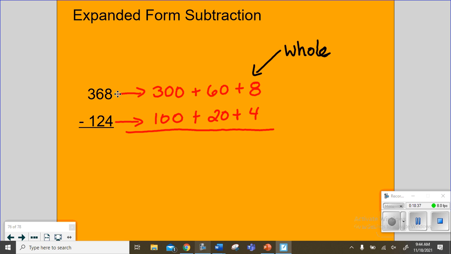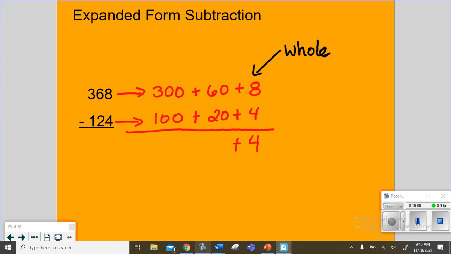So let's start with my ones. 8 ones subtract 4 ones. How many ones is that? Sean, thanks for raising your hand. 4 ones. Very good. I'm going to drop my plus down because when I am subtracting in expanded form, my number is going to come out in expanded form and I'm going to need to switch it back together.